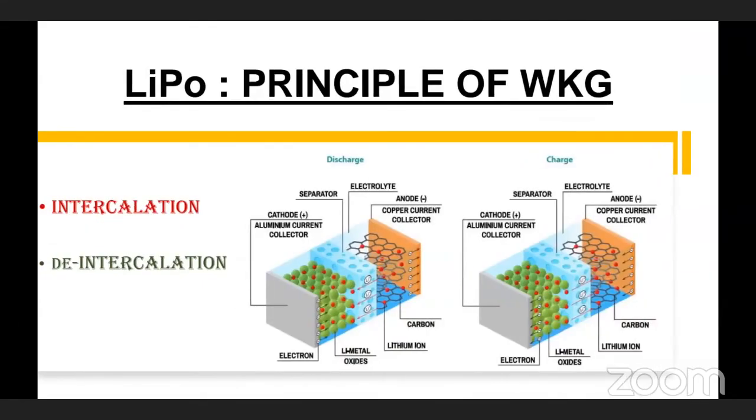As far as the LiPo battery principle of working is concerned, you can see there are two important processes. One is intercalation and the second is deintercalation. Here, in a similar manner as in a normal battery, the charges flow from cathode to anode. The flow of electrons takes place.